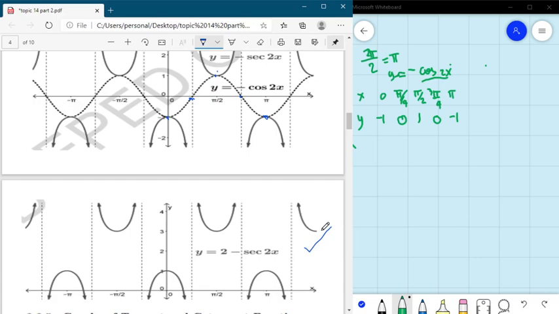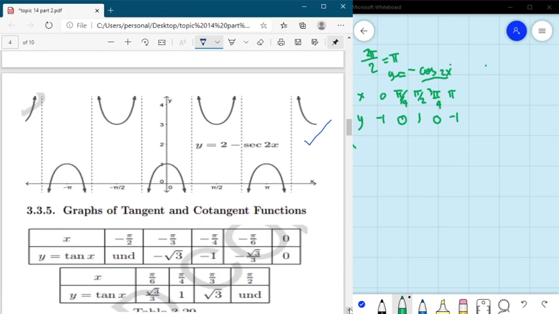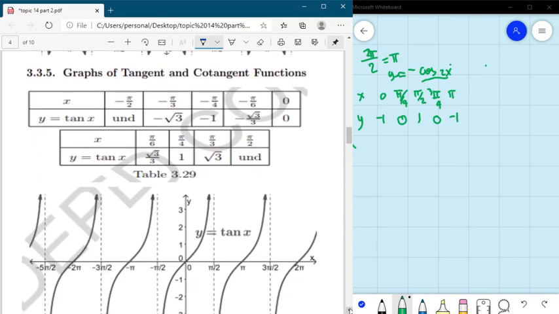So, let us now proceed to graphs of tangent and cotangent functions. Let us recall that tangent x is the same as sine x over cosine x, where cosine x must not be equal to 0. From this definition, it follows that its domain is the same as the second function.